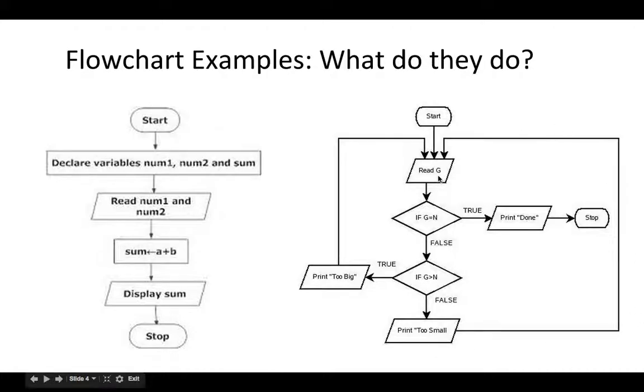And now let's say the user decides to pick G as 100. Is 100 equal to 50? No, it's not. Is 100 greater than 50? Yeah, it is. So we would go to print out too big, and then we would start over. And now let's say this time the user inputs 50 as G. So is 50 equal to 50? Yeah. So we would print done and we would end the program. So you could describe the flowchart on the right as some kind of guessing game, because the user inputs a guess G and compares that to a number N.